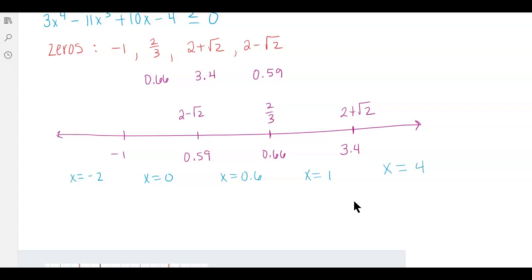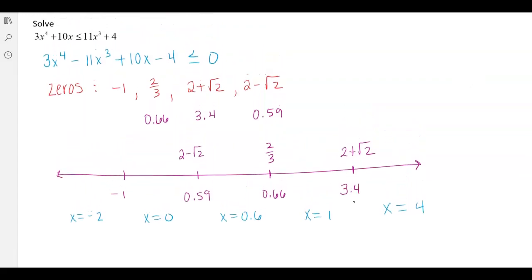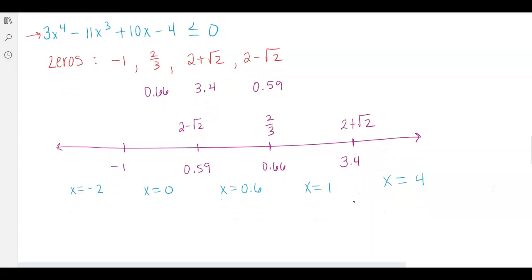So what I do again is I take these 5 numbers, I plug them into this version here, and all I'm trying to determine is, do I end up getting something positive or do I end up getting something negative overall?